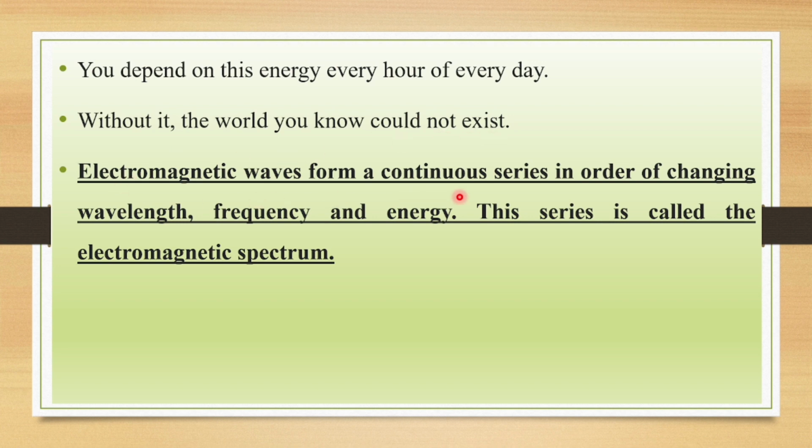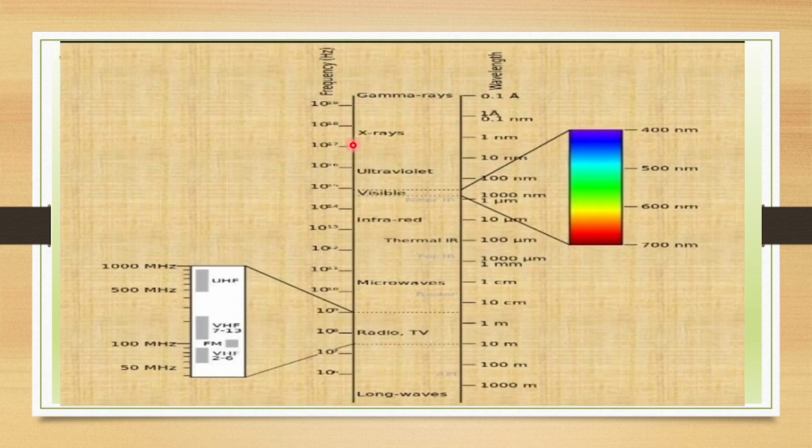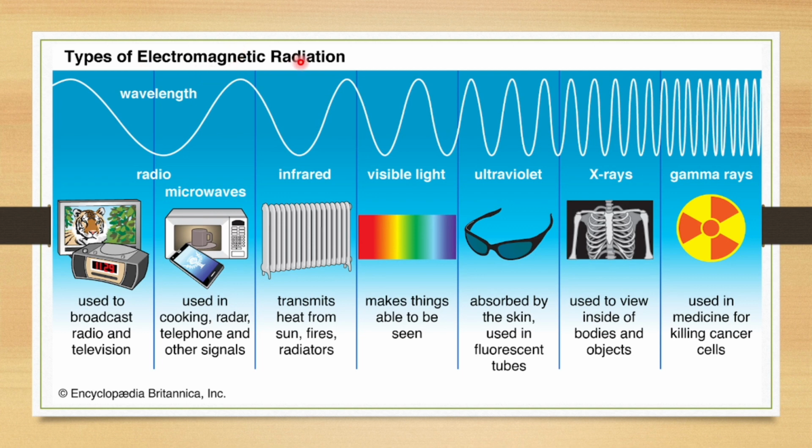Electromagnetic waves form a continuous series in order of changing wavelength, frequency, and energy. This series is called the electromagnetic spectrum. So the electromagnetic spectrum is nothing but the continuous series of electromagnetic waves of different wavelength, frequency, and energy. This is the graphical representation of the frequency and wavelength of different waves, which includes your gamma rays, X-rays, ultraviolet rays, visible rays, infrared rays, microwaves, radio waves, and your long waves. So what are the different types of electromagnetic radiation?